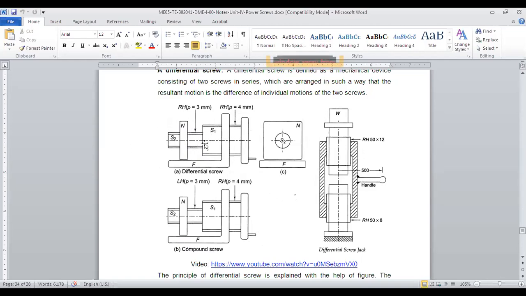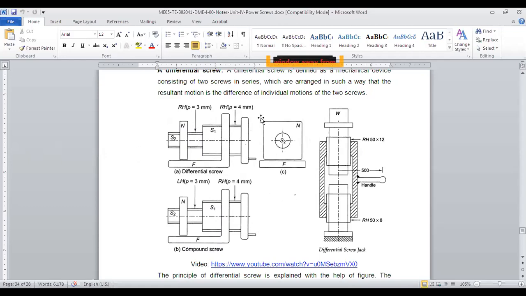We have two screws, S1 and S2. S1 is larger, S2 is smaller. The pitch of S1 is 4 mm and the pitch of S2 is 3 mm. S1 is fixed to a frame, not fixed in the sense that it rotates in the frame, and S2 is fixed to S1. There is a nut resting on S2. If you see the side view, it is a square-shaped nut. That means it will not have a rotary motion, but it can have a sliding motion. So N will not rotate, but it can slide left or right.